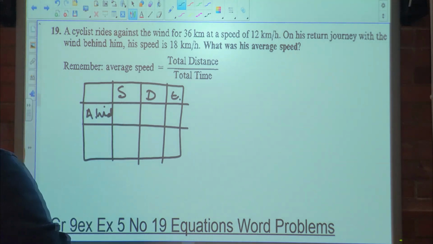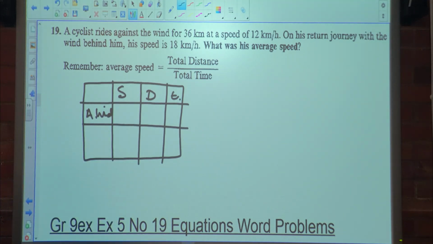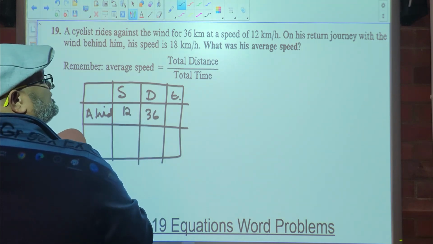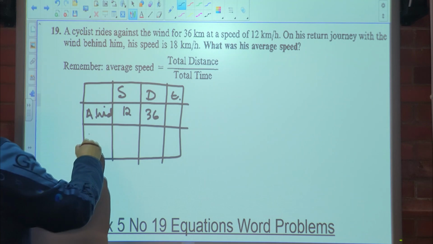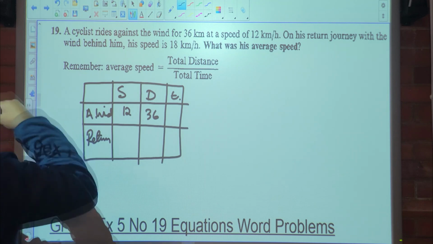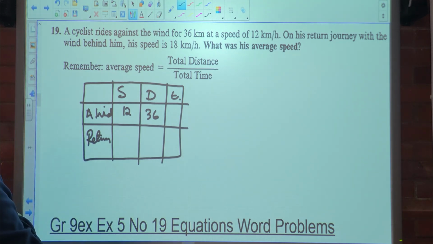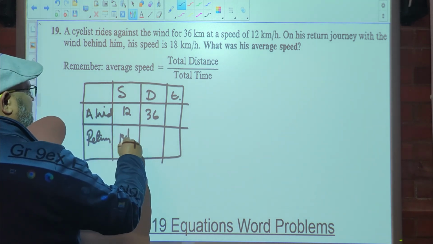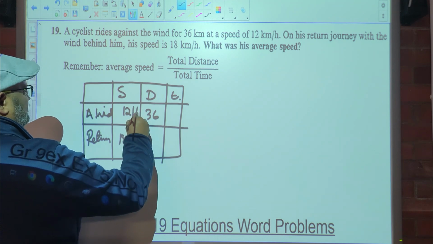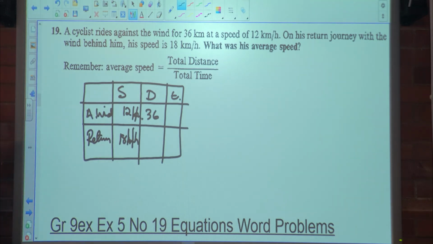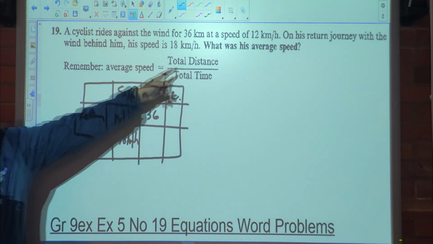So a cyclist rides against the wind for 36 kilometers. The distance is 36 kilometers at a speed of 12 kilometers per hour. On his return, so we go return journey with the wind behind him, he does it at 18 kilometers per hour. What is his average speed? So the average speed is the total distance over the total time.